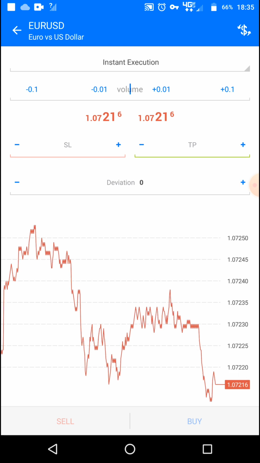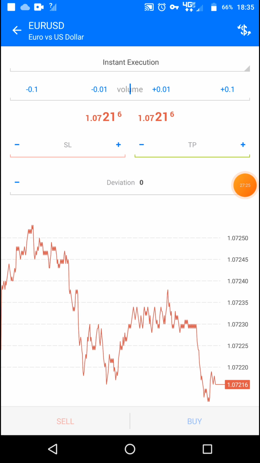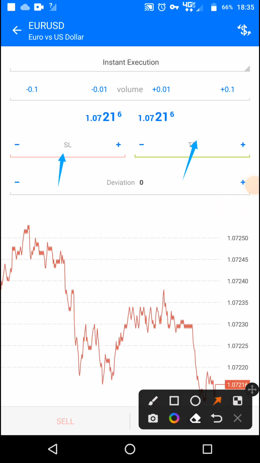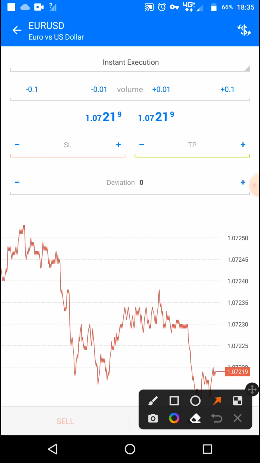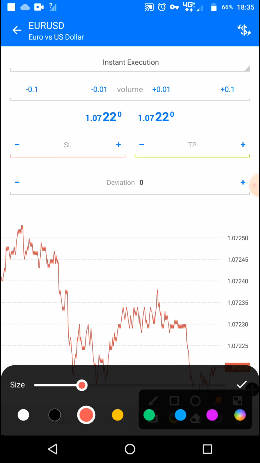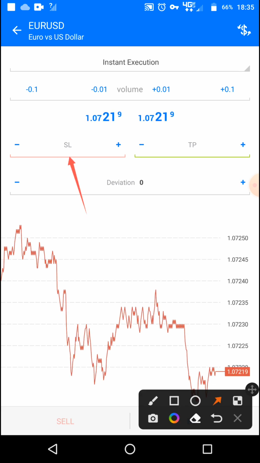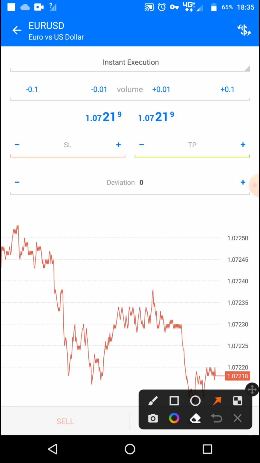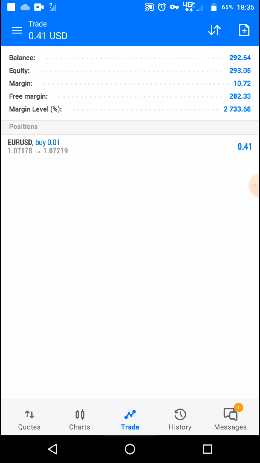Now that's about lot size. And now you can see that we have something called SL and TP over here. The SL means stop loss, and TP means take profit. So like my trade over here that I opened, I can set a stop loss.